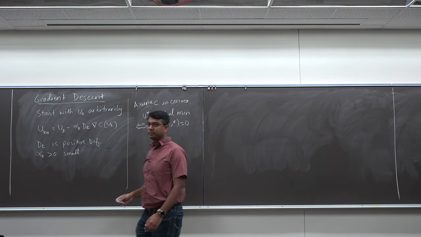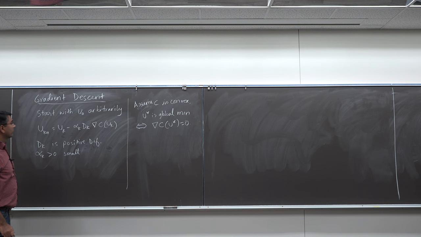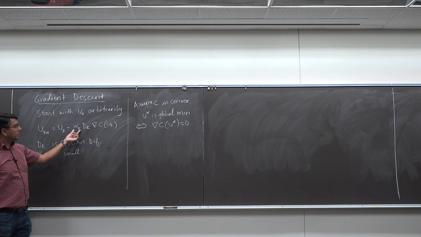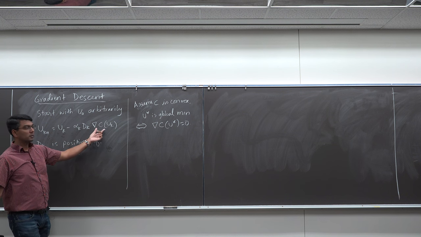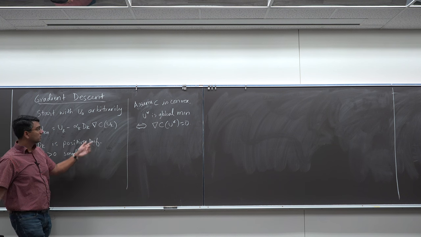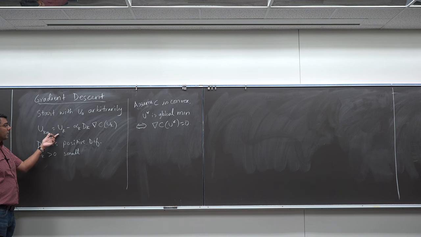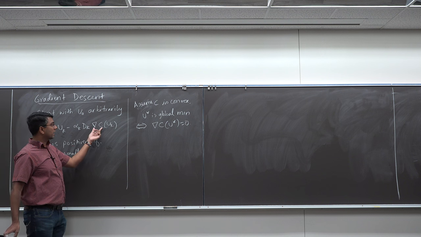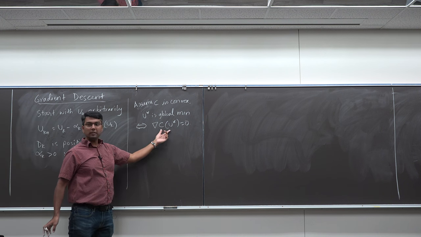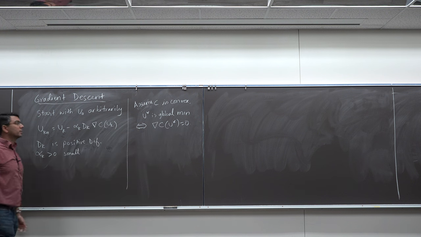Any questions so far? When is u_{k+1} equal to u_k? When will these two terms be equal? This is positive definite, so they are equal when the gradient is 0, right? So whenever you run the gradient descent algorithm and u_{k+1} and u_k are very close to each other, it means that the gradient of C is vanishing at u_k. And if C is convex, then you know that it's the global minimum.